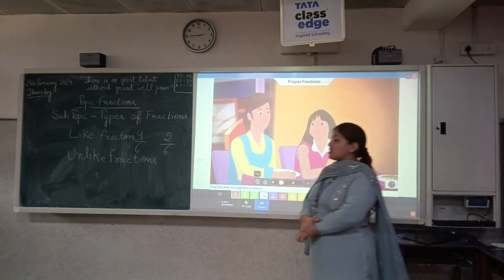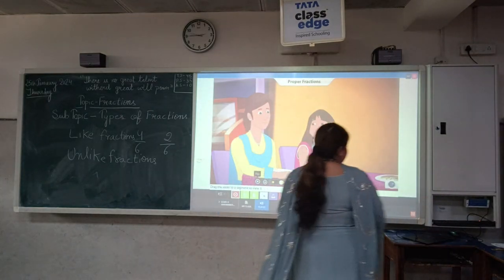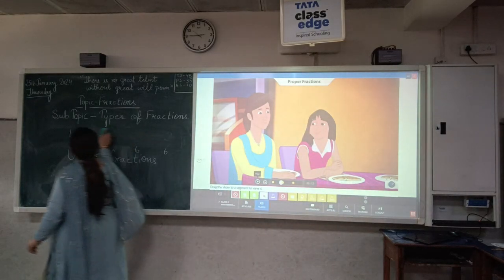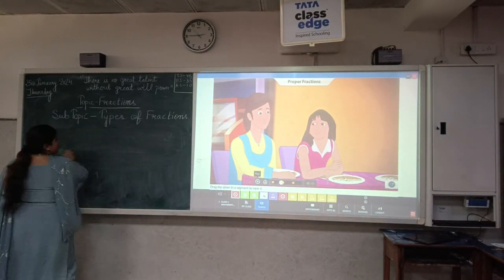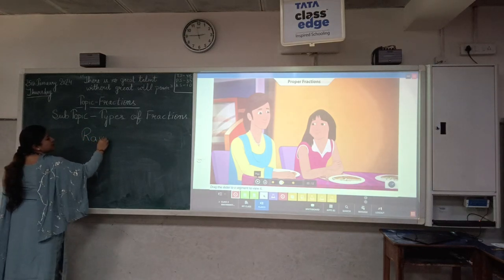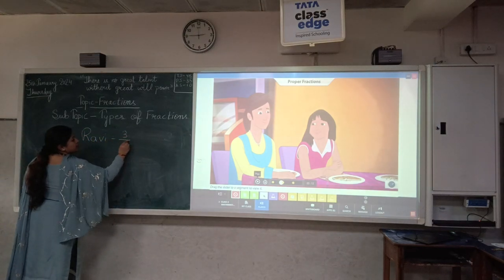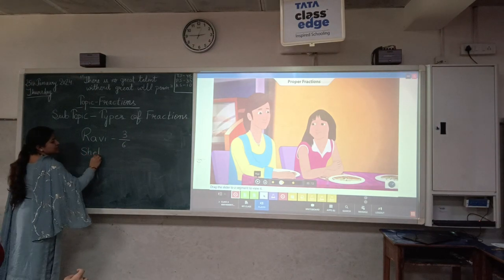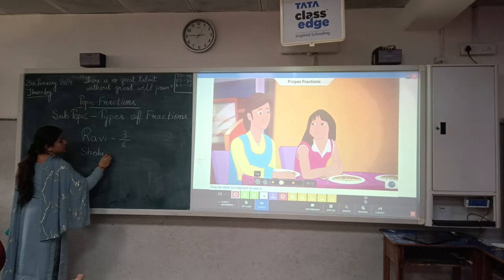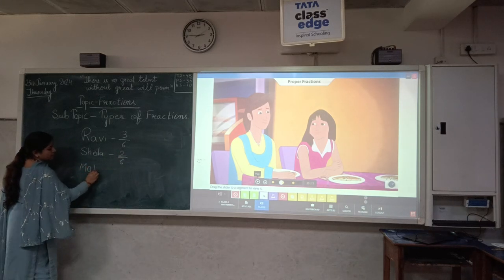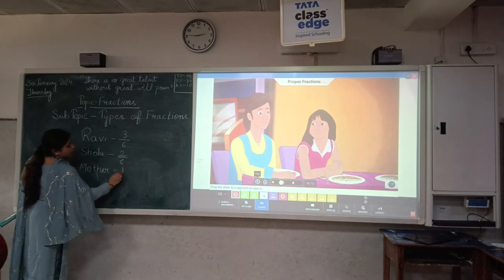Now, she is asking what kind of fractions these are. So, Ravi has got how much pizza? What is the fraction of Ravi's pizza slices? 3 upon 6. What is the fraction of Sheila's pizza slices? 2 upon 6. And her mother's? 1 upon 6.